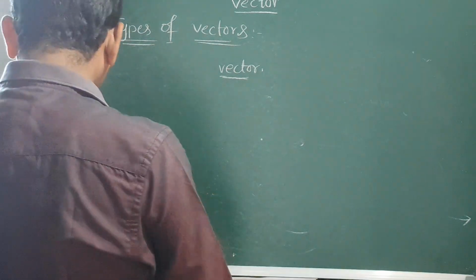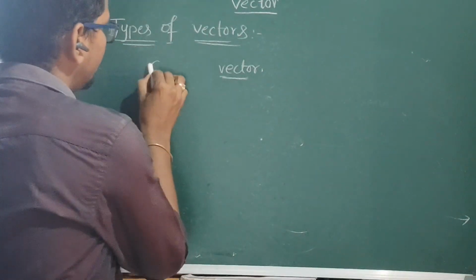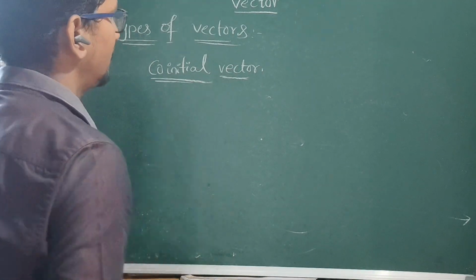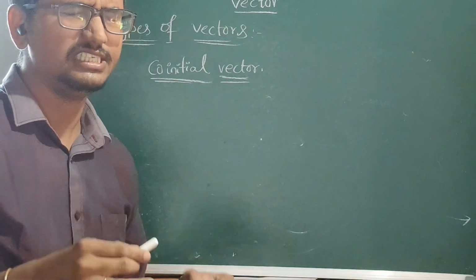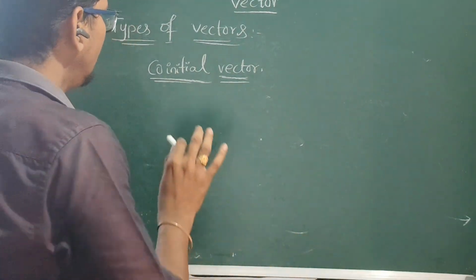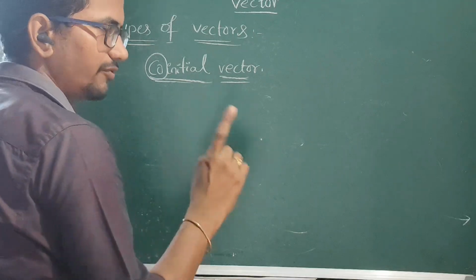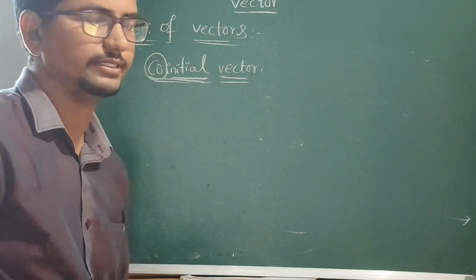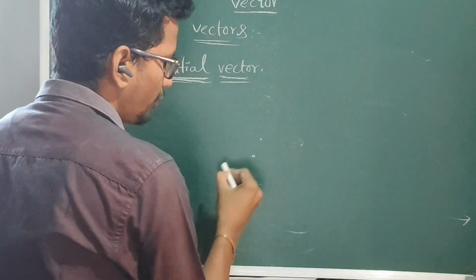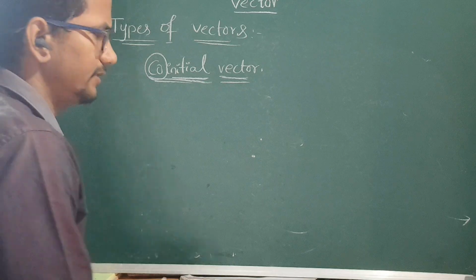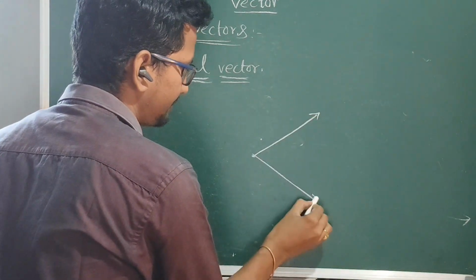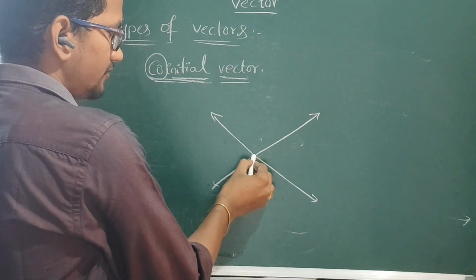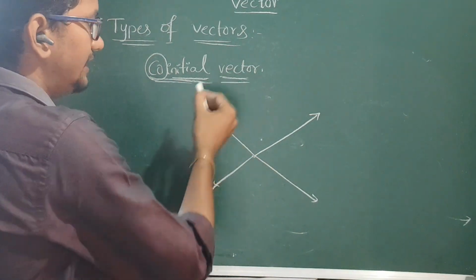Next one, co-initial vector. What is the co-initial vector? The name makes it easy to understand, no need to memorize it. Co means more than one vector. Initial means starting point or origin point. For example, if a point is there, it is the starting point or origin point, and the vectors will move out like this. More than one vector starting from the origin point is called a co-initial vector.